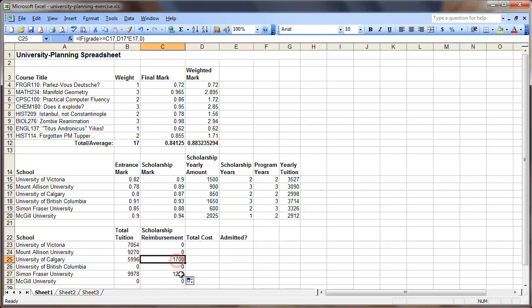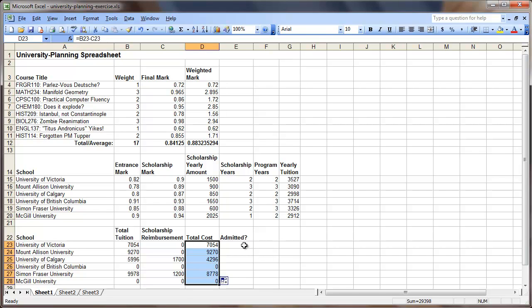And there we go. University of Calgary and Simon Fraser. Is that what I said before? But that's the ones that I get. My total cost will be my total tuition minus my scholarship reimbursement. So I'll say this doesn't require any fancy functions at all. Minus the scholarship reimbursement, B23 minus C23. No special cells involved, so I can fill down, use the autofill down.